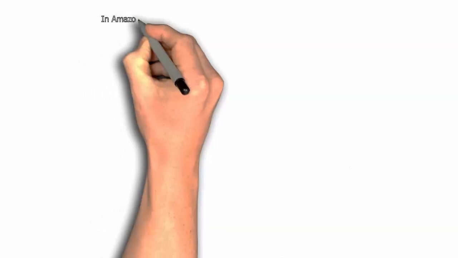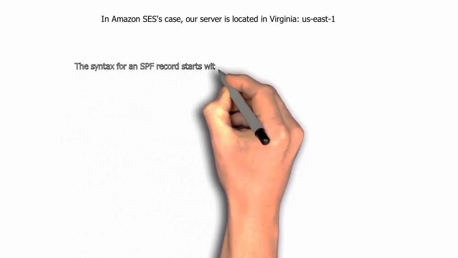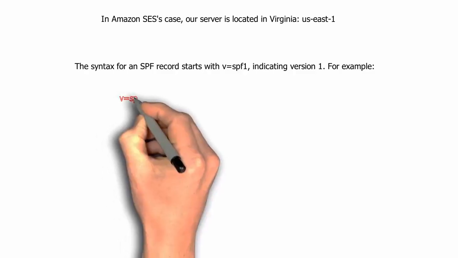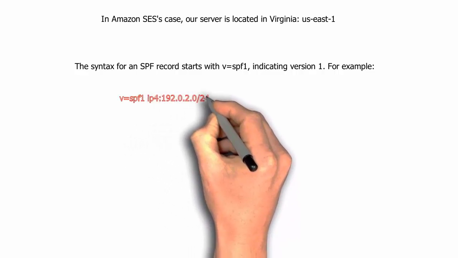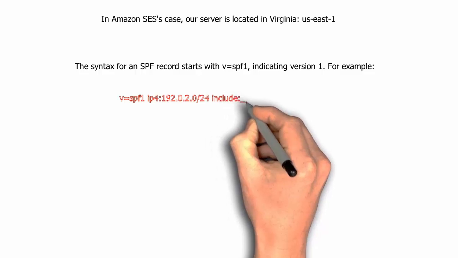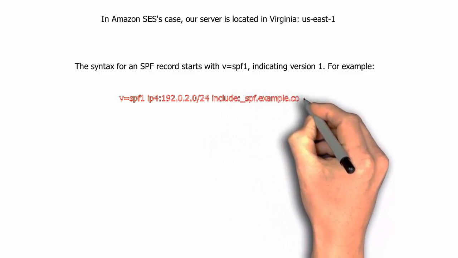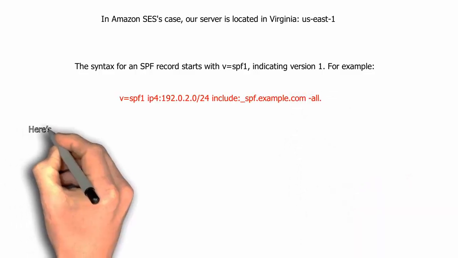In Amazon SES's case, our server is located in Virginia, US East 1. The syntax for an SPF record starts with v=spf1, indicating version 1. For example, v=spf1 ip4:192.0.2.0/24 include:_spf.example.com -all. Here's what each part means.